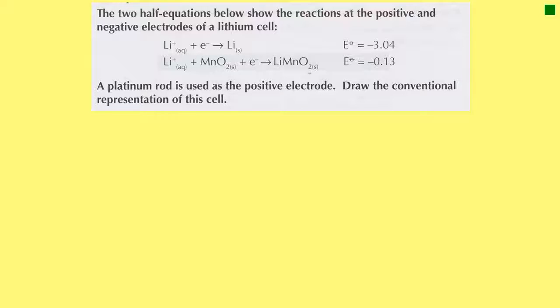So here we have an example. Let's read it first. We've got two half equations below, and they show the reactions at the positive and negative electrodes of a lithium cell. We have the two half equations given there: lithium ion plus an electron going to lithium solid, and then lithium ion reacting with manganese oxide plus an electron going to lithium manganese oxide as a solid, and we're given the electrode potentials of those two half equations. We're also told that a platinum rod is used as the positive electrode, and we're asked to draw the conventional representation of this cell. Okay, so let's go through it step by step.